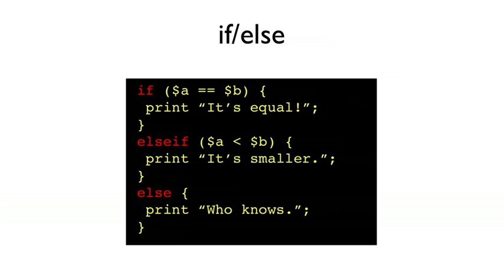If the values of A and B aren't equal, then it'll check the next conditional, which is the else if A is less than B. So if the value of A is in fact less than B, then we will print it's smaller. Finally, if none of the previous conditions are true, we'll fall back to the else statement, which will just print the text, who knows.